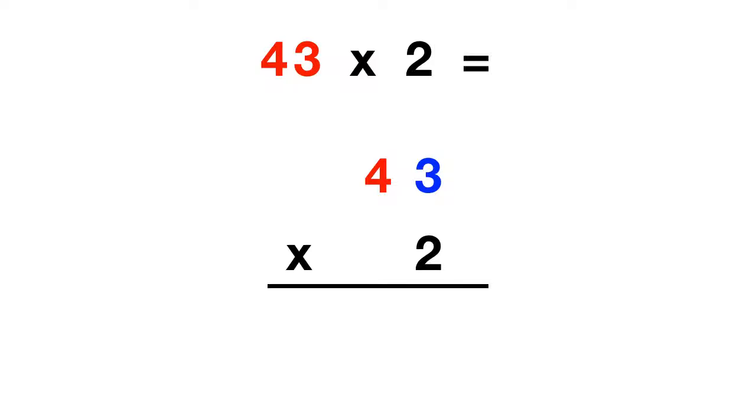Today we're learning how to multiply numbers using the standard method. Let's start by figuring out what 43 times 2 equals. We'll begin by writing 43 times 2, with the numbers stacked on top of each other.